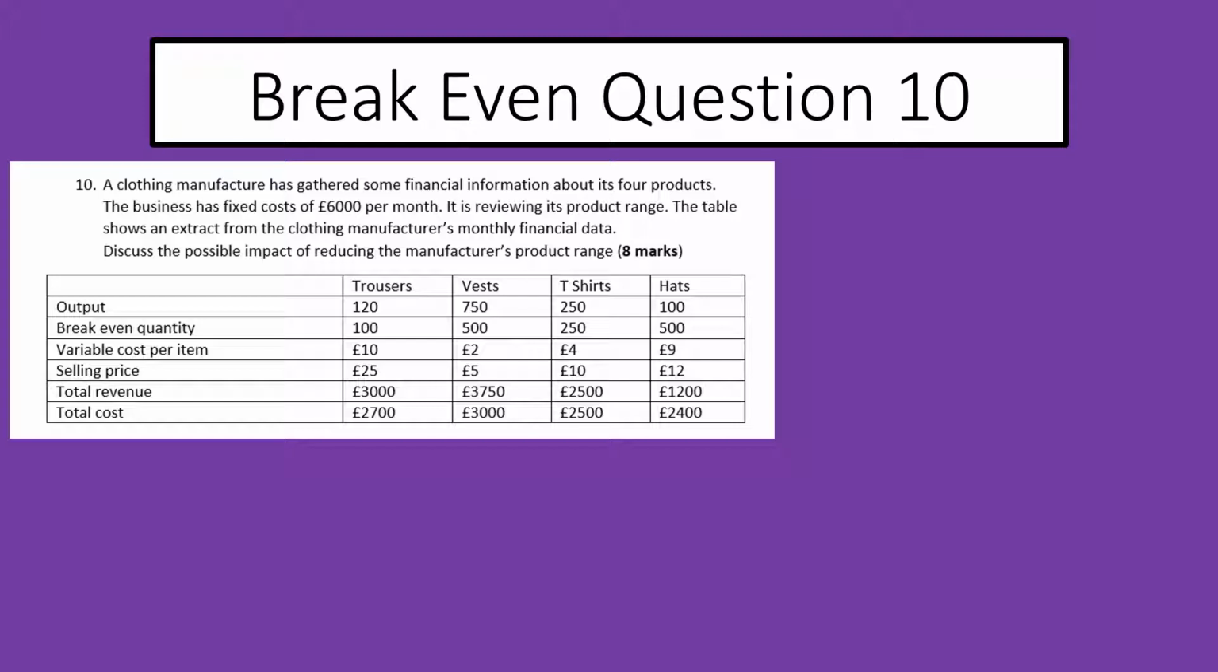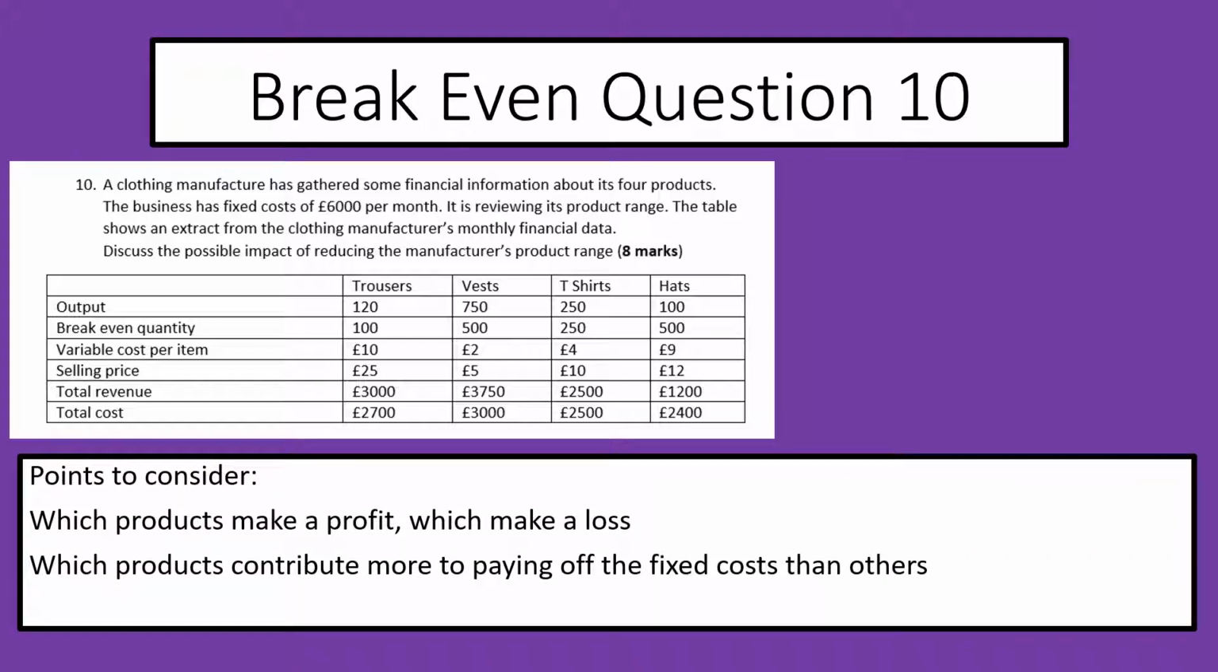Now, there are varying levels of complexity that we can bring into this question, but we're going to start off by thinking, do you know what? Which products make a profit and which make a loss? So if, for instance, we look at our total revenue versus our total cost at the bottom, we can see trousers, £3,000, total cost, £2,700. They make a profit of £300 in a month from selling trousers.